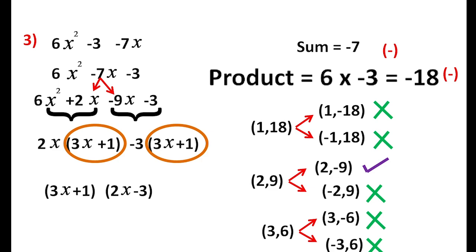You have to practice more questions, then only you can do it easily. Without checking all the options, you can easily find the answer after practicing. Okay, so one more example we will do: 2x square plus 7x minus 4. Here the middle term is plus 7x, and that plus 7x we are splitting.